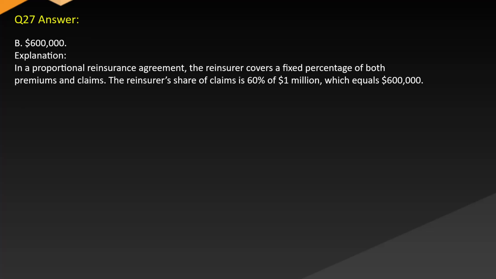Answer: B. $600,000. Explanation: in a proportional reinsurance agreement, the reinsurer covers a fixed percentage of both premiums and claims. The reinsurer's share of claims is 60% of $1 million, which equals $600,000.